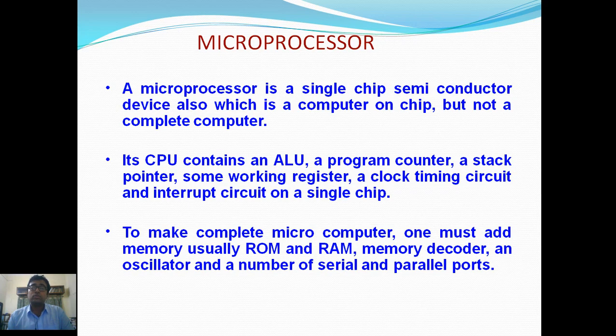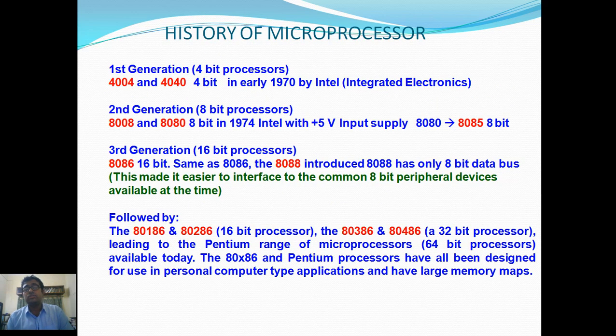Okay, so let's go to the next slide. Now, history of the microprocessor. The first generation microprocessor is a 4-bit processor, 4004 and 4040, 4-bit, in the early 1970s by Intel, which was first developed. The second generation is the 8-bit processor, iconically named 8008 and 8080, 8-bit, in 1974 by Intel, with a plus 5 volt input supply. That's the most important part.